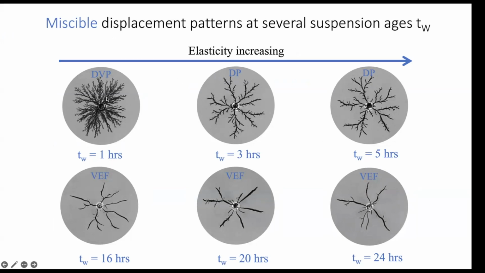And you can see that as the clay age increases from here and then all the way to here, elasticity is increasing with time. You can see how the patterns gradually transform from these very dense viscous patterns through these dendritic patterns, and then ultimately we have these viscoelastic fractures.